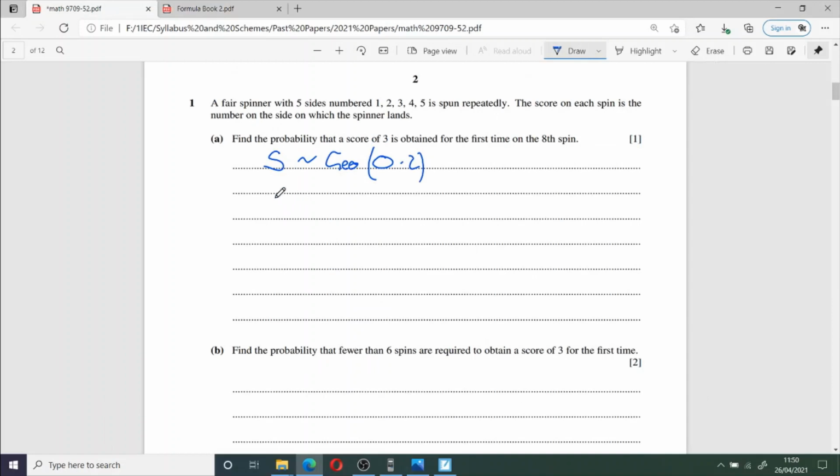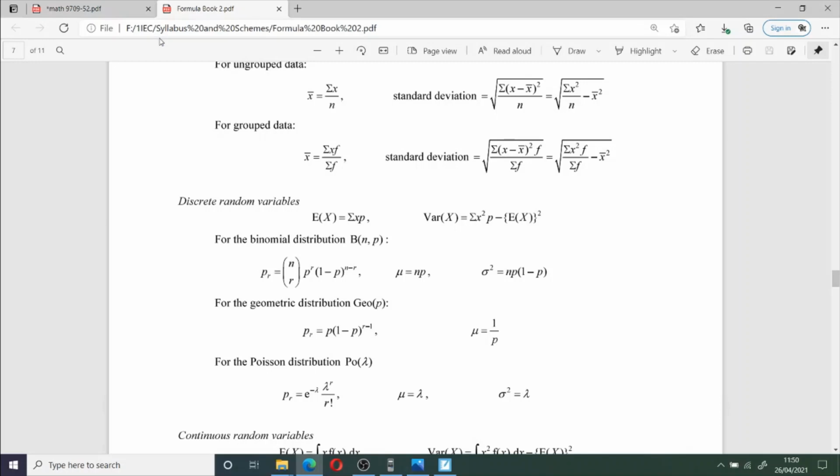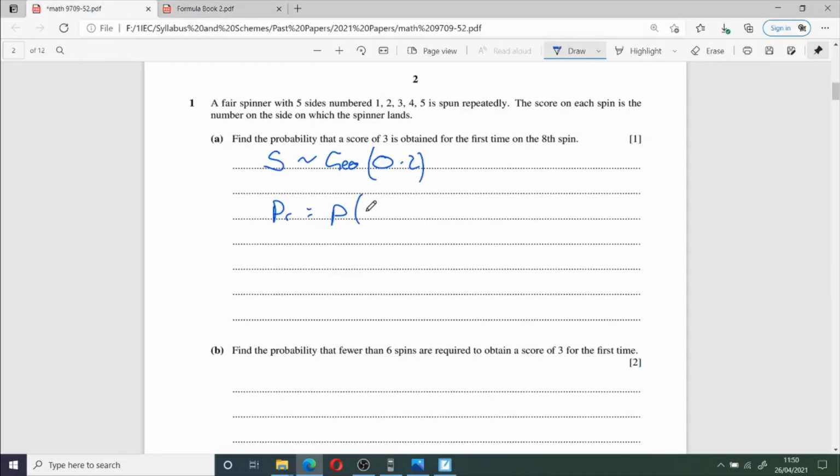It says P(R) equals P brackets 1 minus P to the power of R minus 1. Now, that's a complicated way of saying, if it happens for the first time on the 8th spin, that means on the 8th spin the probability is 0.2, but on the previous 7 spins we have not scored a 3, so that's 0.8 to the power of 7. So those are the 7 spins where we haven't got a 3, and there's where we have got a 3.